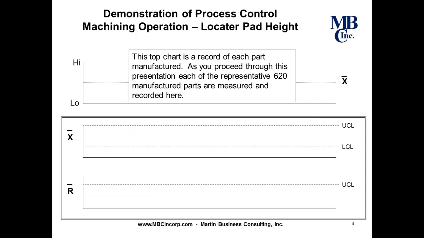This top chart on this slide is a record of each part manufactured. As you proceed through this presentation, each of the representative 620 manufactured parts are measured and recorded on this top portion of this chart.